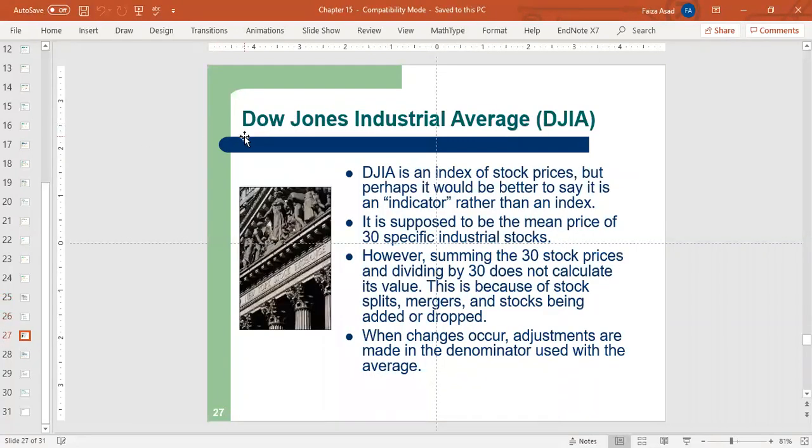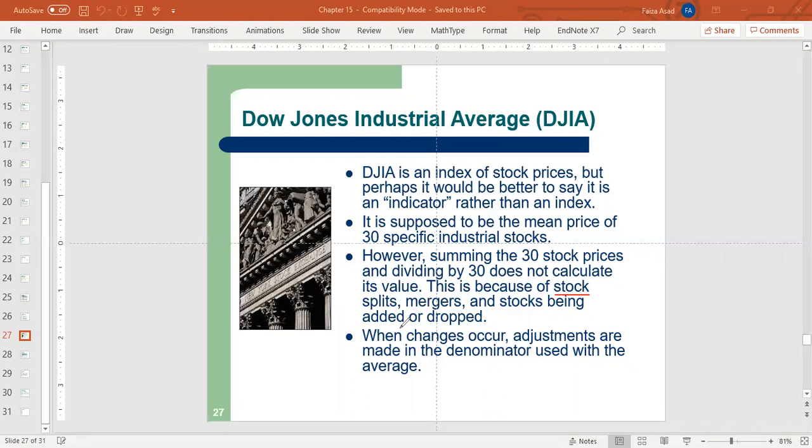So it is the Dow Jones Industrial Index. It is basically an index for stock prices, but it is more appropriate to call it an indicator rather than an index, because it tracks the events occurring in the market, and events really influence the stock prices. Some events are discussed under the Dow Jones Industrial Average heading: stock splits, mergers, and stocks being added or dropped. These events actually influence the value of stocks.